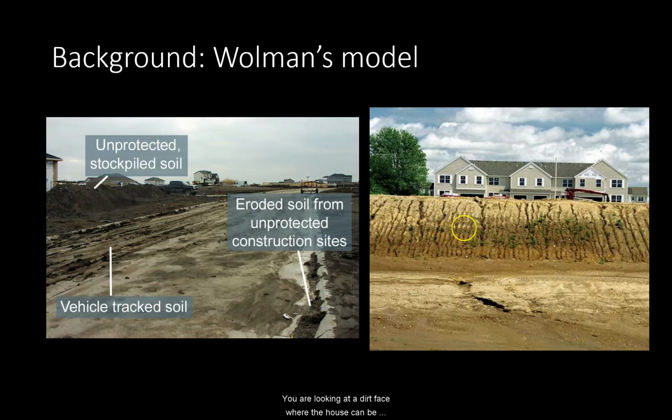You're looking at a dirt face where the house can be constructed on the flat ground below the dirt face. The dirt face has a lot of what we call rills. The rills are where water begins to flow over the surface after you get rain splash, and the turbulent transport of water flow on the surface cuts these miniature gullies. The rills will grow into gullies eventually. It's a common pattern that exemplifies how construction can increase the rate of soil erosion.